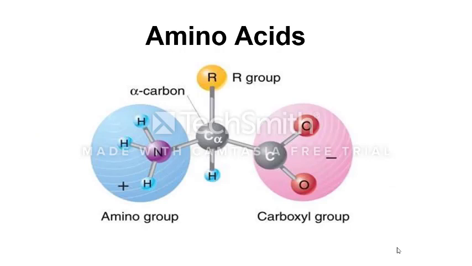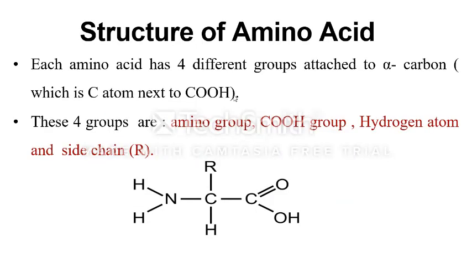So here is the general structure of an amino acid. Here you see the amino group, here is the carboxylic group, and here is the R group, and this is basically the alpha carbon with which the amino and carboxylic as well as the R groups are attached. Each amino acid has 4 different groups attached to the alpha carbon, which is the carbon next to the carboxylic group. These 4 groups are the amino group, carboxylic group, hydrogen, and R, that is a side chain that is different in different amino acids.